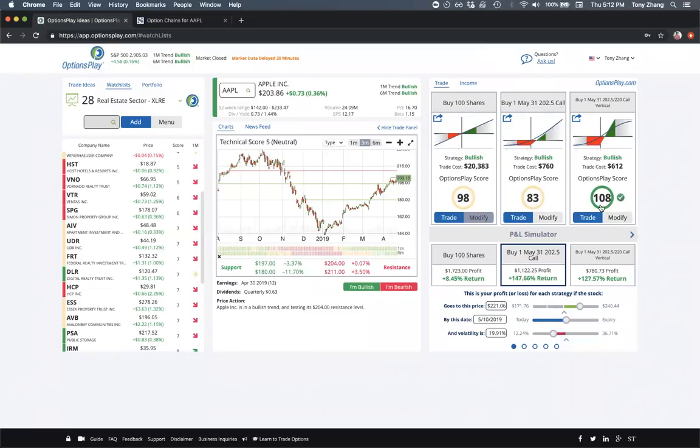What are the circled numbers? That's the options play score. That's something I just covered here today. Does your tool show ex-dividend date? Yes, it shows ex-dividend date here at the bottom when there is an ex-dividend date coming up.